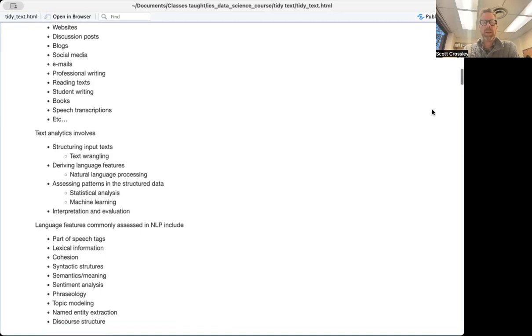There are a variety of different types of language features that are commonly assessed in text mining. These are things like part of speech, lexical information, properties of words, text cohesion, syntactic structures, semantics and meaning, which you find in things like word2vec, sentiment analysis, but we're going to focus on in this module, the uses of phrases and common phrases and how phrases can be used to understand cognition and language processing, topic modeling, so deriving topic out of large corpora of texts, extracting named entities, and looking at discourse structures.